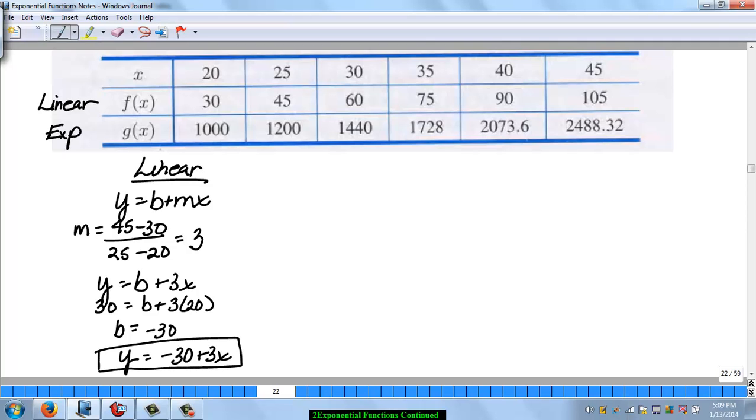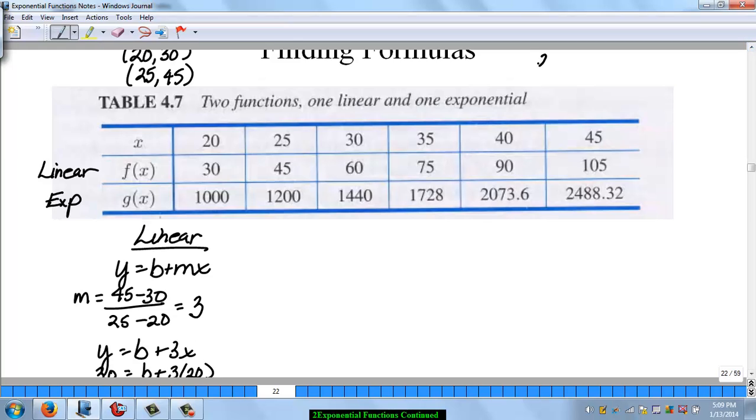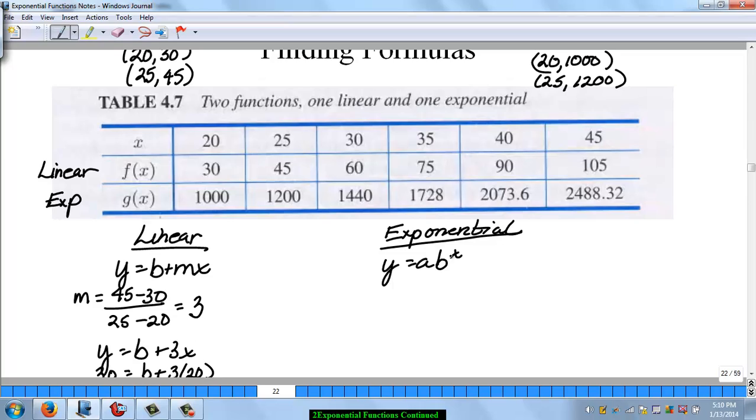Now let's do the exponential. Now the points we have for the exponential, we have our 20, 1000, and the next one is 25, 1200. Okay. Again, this is exponential. I do not have the initial value. So I'm going to use y equals a b to the x. And we have to do the divide thing because I don't know the initial value. So I'm going to use this first because it's bigger. So I have 1200. That's the y equals a b to the 25th. Divide. Then I have 1000 equals a b to the 20th. So this comes out to be 1.2, or you can leave it the way it is, b to the 5th.